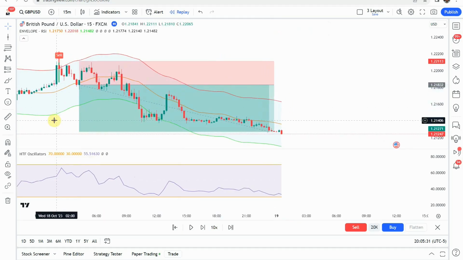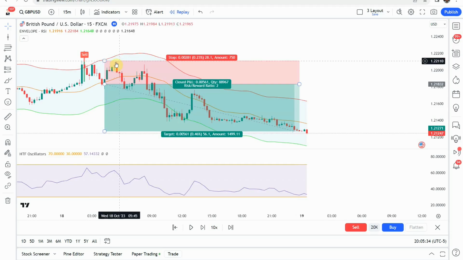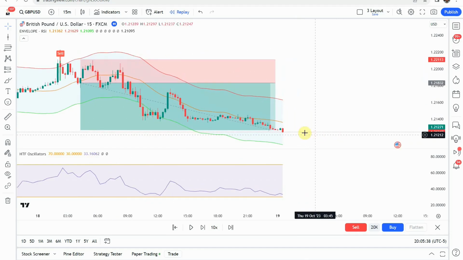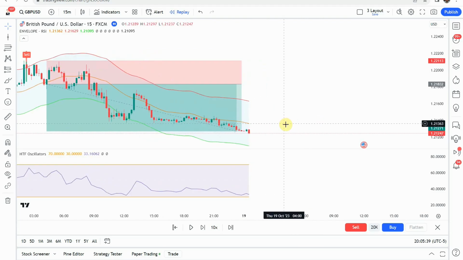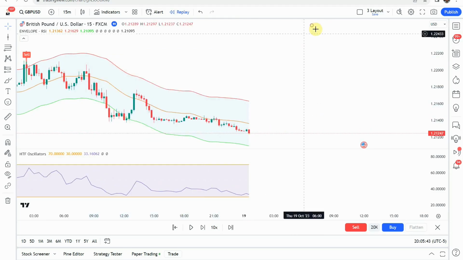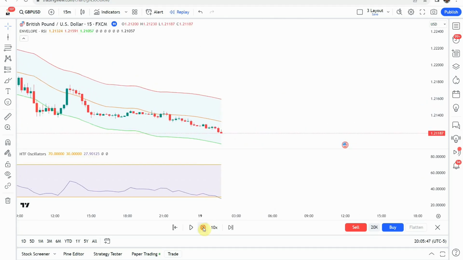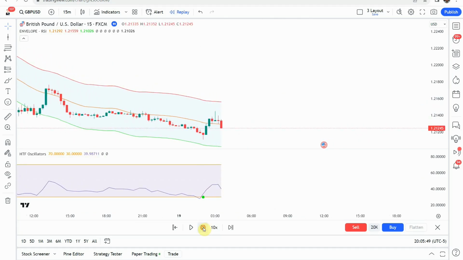Alright, so you can see that price comes up and gets really close to our stop right here, but then we're able to make this push to the downside. Takes a little bit, but then we eventually come down and get to our take profit right here. Let's go ahead and play this forward just a little bit more and see if we can't pick ourselves up a buy.